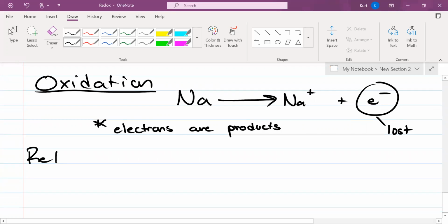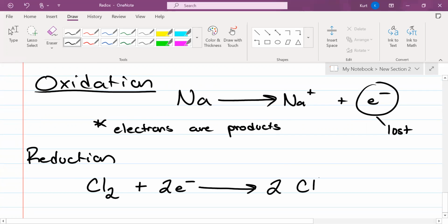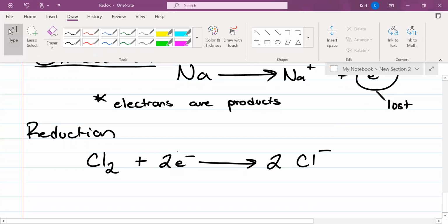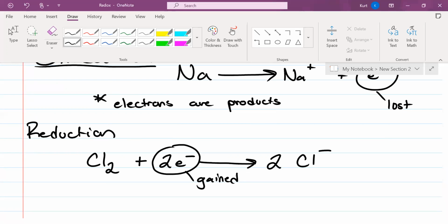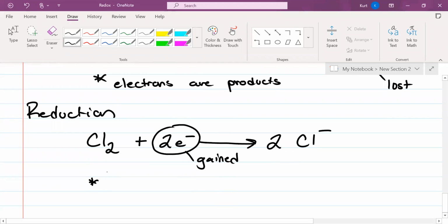When it comes to reduction, if you take a look at chlorine gas, if you have regular old chlorine plus 2 electrons, you're going to get 2 chloride ions. Right here, they're gained. In August, Plain High School is probably going to gain a few hundred freshmen. That's going into Plain High School. It's going in. So we consider that a reactant. When it comes to reduction reactions, electrons are reactants.